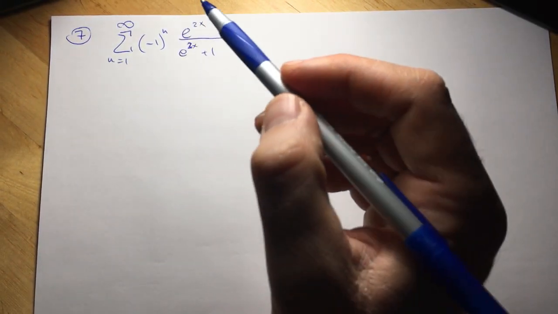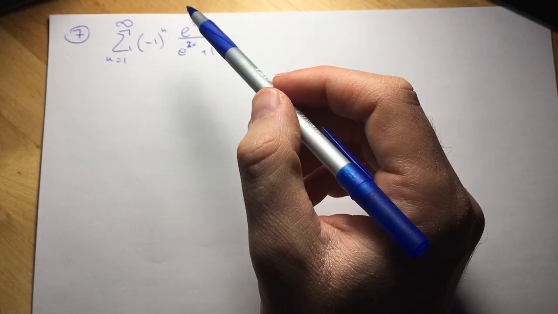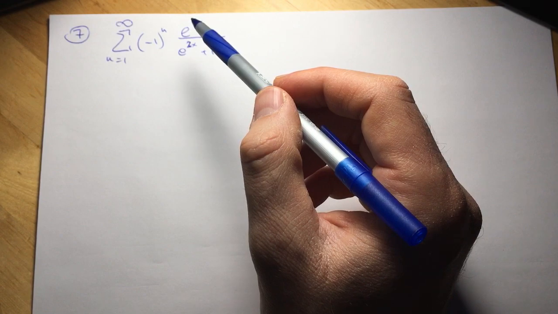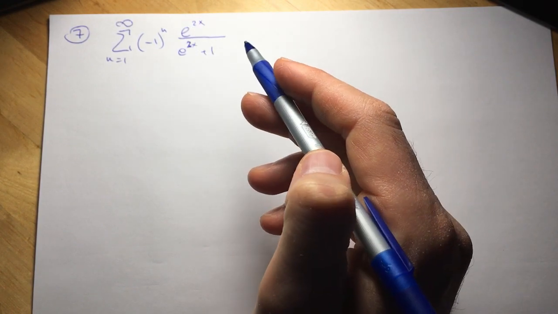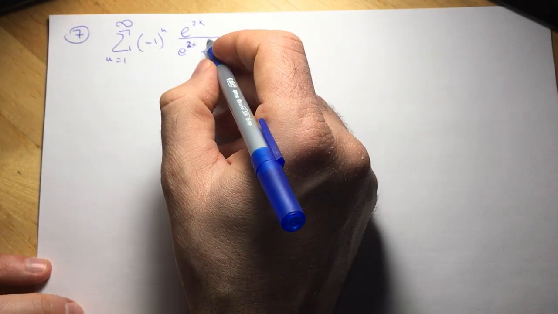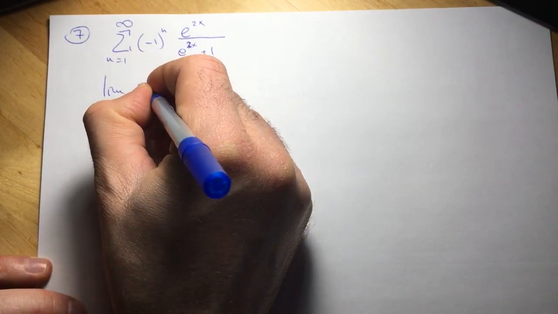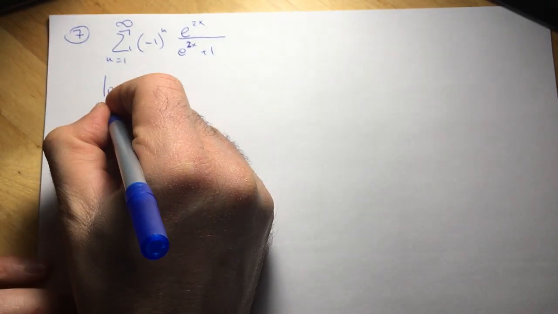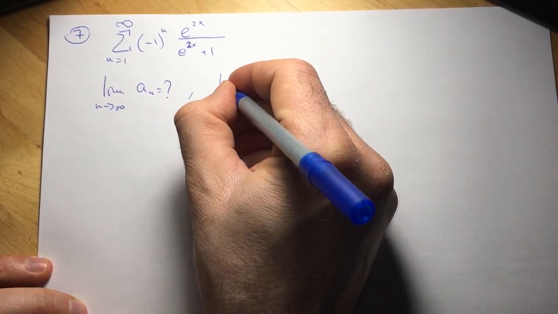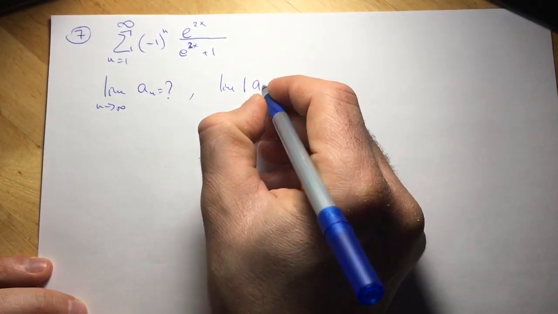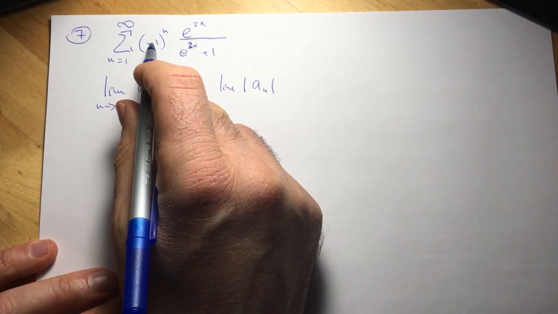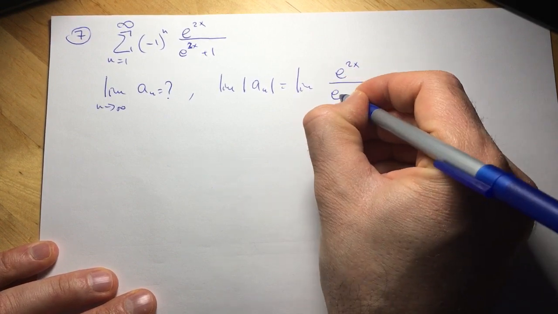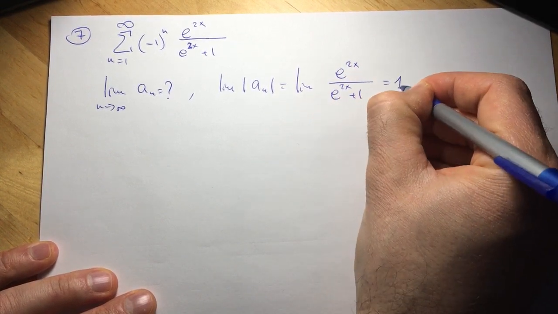So what tools do we have so far? So far I have the telescoping series, right? That is different than the limit comparison test and the integral test, and I have the test for divergence. So let's check whether this limit is 0. So how much is the limit of an as n goes to infinity? Well, the limit of the absolute value of an, taking away the alternating part, is equal to the limit of e to the power 2x over e to the power of 2x plus 1, and this is 1.